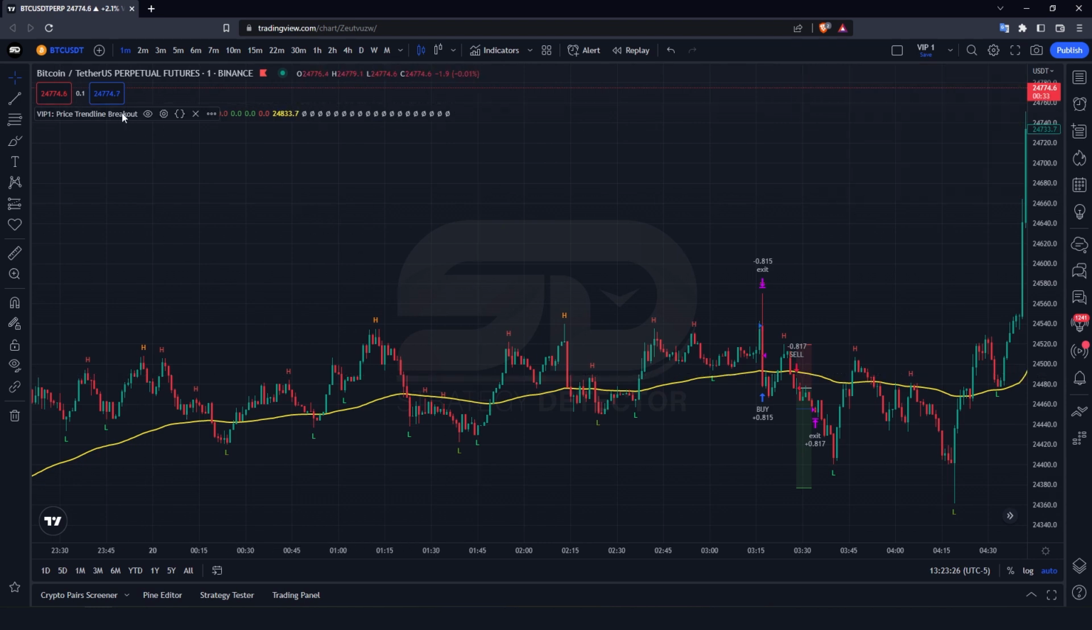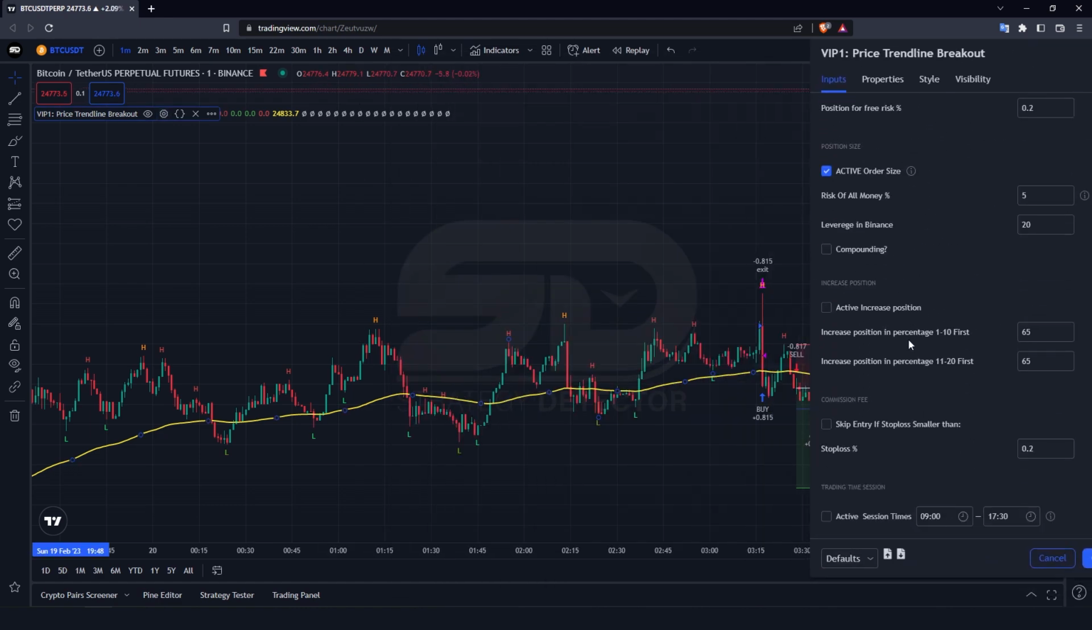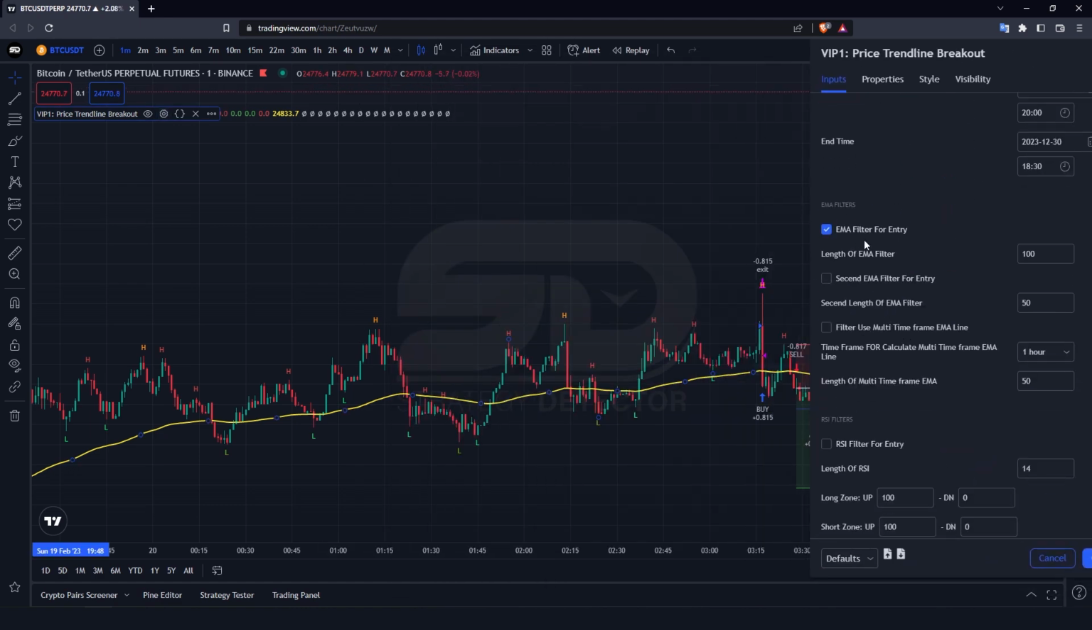Okay, let's get back to the setting options. We can add a second EMA filter. When we add this second EMA again, we are able to see that in the chart. And the strategy will enter a long position if the price is above these two EMA lines. And when the price is below these EMA lines, it takes a short position.